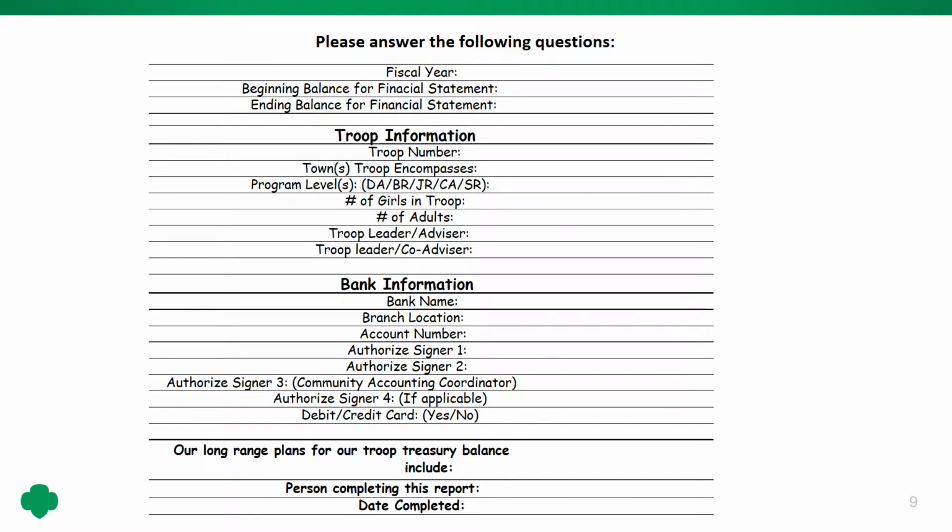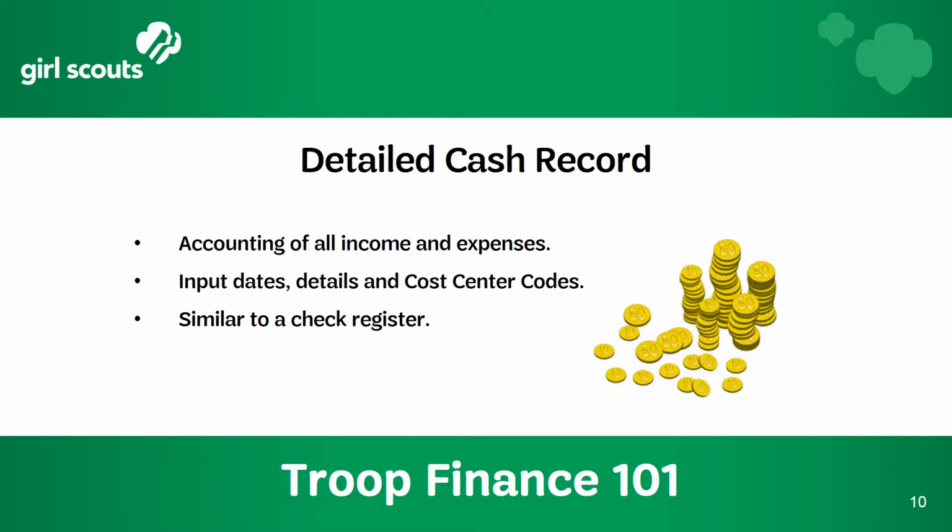This is the first tab on the Excel spreadsheet, the question and answer form. The question and answer tab information will automatically fill in the detailed cash and financial report. The detailed cash record is the accounting of all income and expenses. You will be inputting dates, details, and cost center codes. This is very similar to using a check register for your personal bank account. Code word number 2 is detailed.